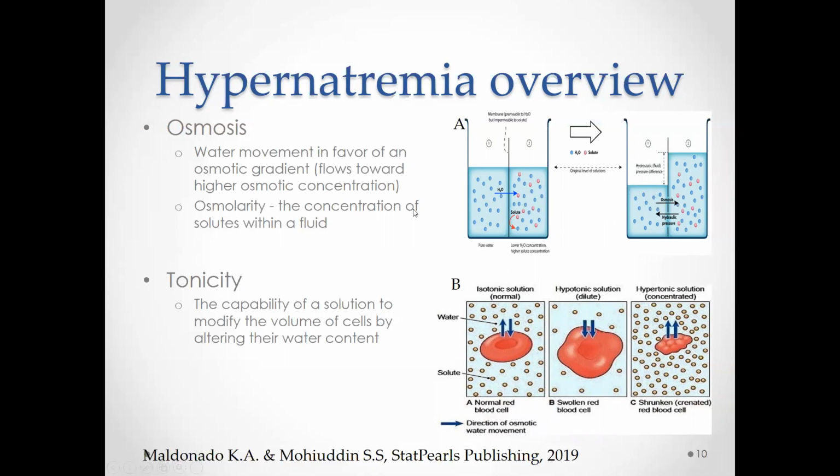Osmolality describes the concentration of a solute. It's just a number for us to look at to help determine how high the osmotic force can be. Tonicity, on the other hand, is the capability of a solution to change the cell volume using osmosis. How we describe it is, we put a cell into a solution and it stays the same. The cell stays the same size, then it's considered an isotonic solution.